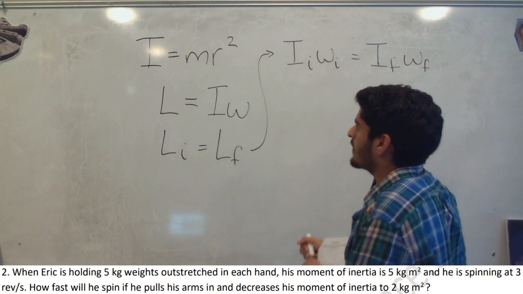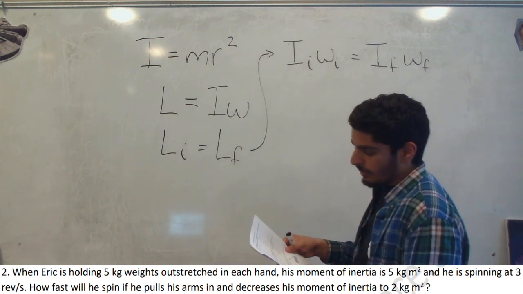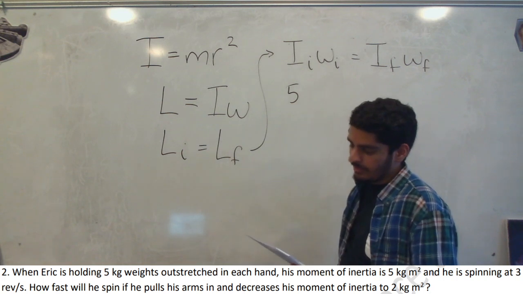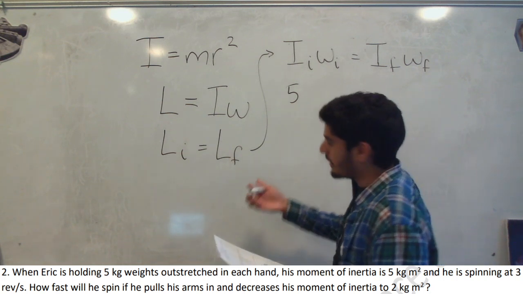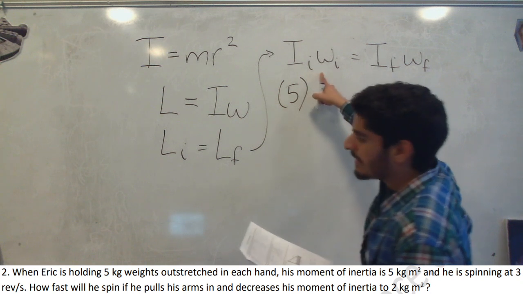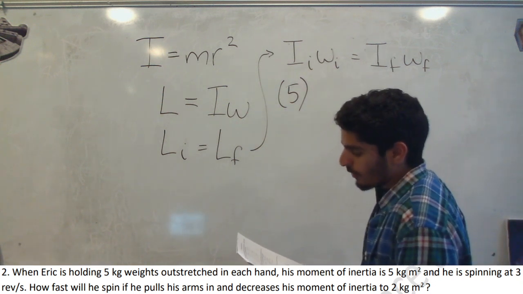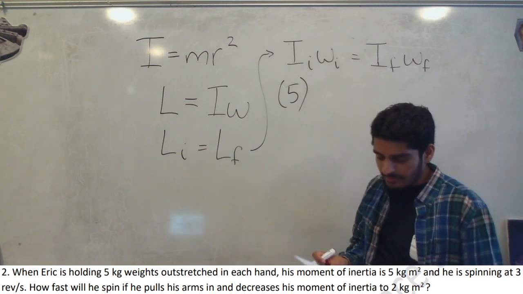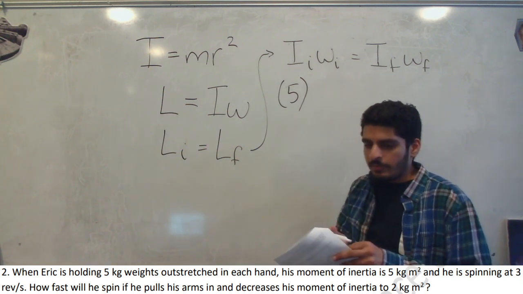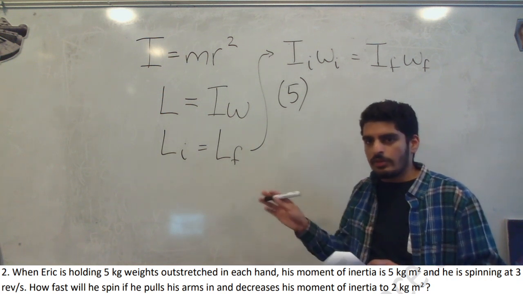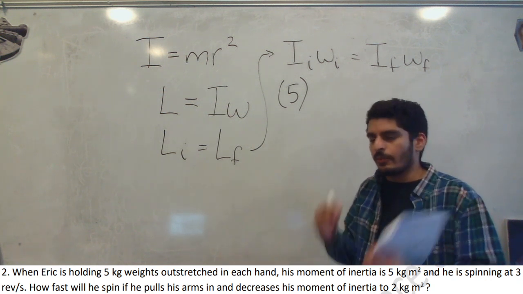And so in this case, it tells us that his initial moment of inertia is 5. And in case you're wondering what the units are for moment of inertia, it's kilograms meters squared. So 5, and it tells us his initial angular velocity is 3 revolutions per second. And if you'll remember from yesterday, if you were here yesterday, we had one problem where it was in revolutions per second, but we had to convert it to radians per second.